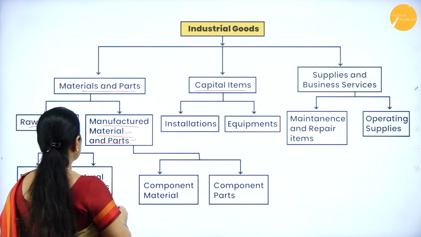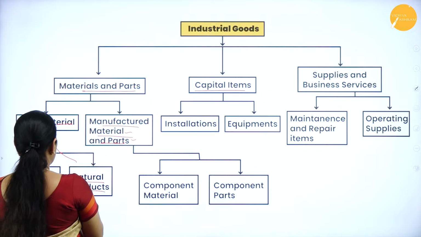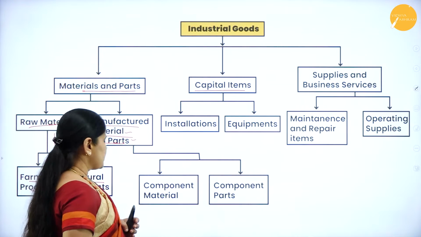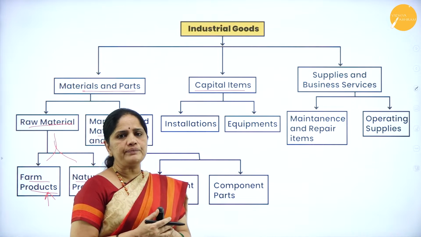Now, again, in raw material, we have two types: the farm products, that is based on agriculture or the dairy, and then we also have the natural products, whatever we derive from nature.